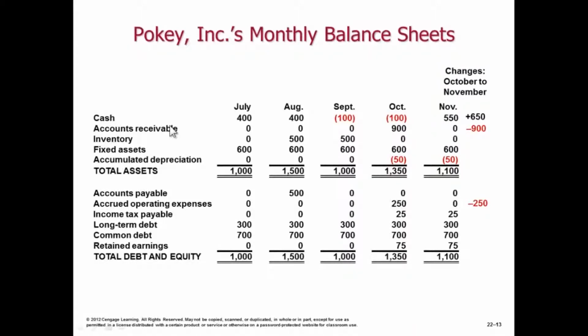Now let's go to November. In November, we collect our money. We collect the $900 of accounts receivable. And by the way, from a practical standpoint, you almost never collect 100% of your accounts receivable, so you have to allow for that in your pricing and in your profit planning. So here we have a plus 550 in cash because we collected 900, and we accumulated some depreciation right here of 50, and we paid some expenses here of 250, and we have an income tax payable of 25 and retained earnings of 75, and everything balances out here on this balance sheet.